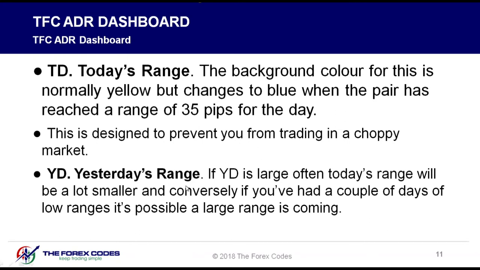YD is yesterday's range. If yesterday's range is large, what I mean by large, I mean extended, then today's range will often be a lot smaller. And conversely, if you've had a couple of days of low ranges, it's possible a large range is coming. Does that make sense?